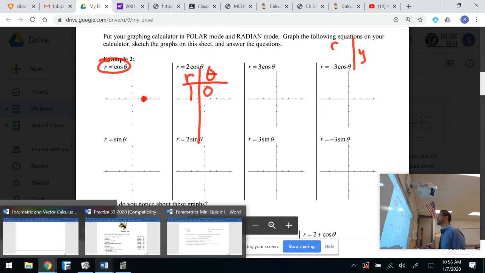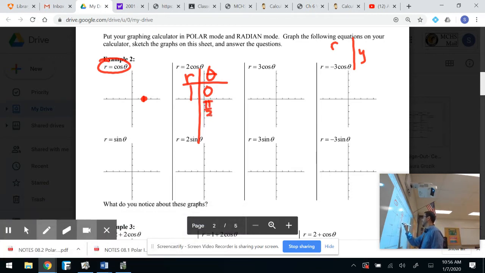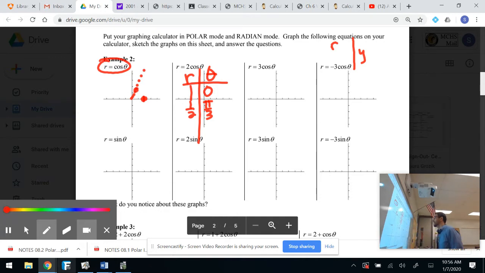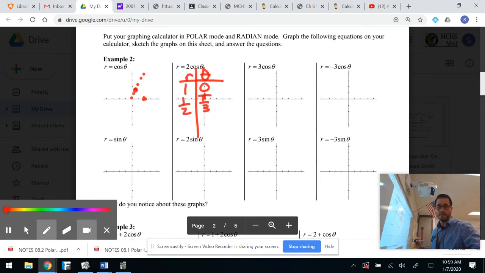Now, what's another point I can maybe pick? I'm going to pick pi over 3. Why pi over 3? Well, pi over 3 is 60 degrees, and I know at 60 degrees, my cosine is 1/2. Where would 60 degrees be? About right there, and then I'm going to go a half out, so it'd be about right there. Oh, snap, I need a smaller marker. Pause it. All right, sorry, class. We're just going to have to use this big marker, okay? I could not figure this out.